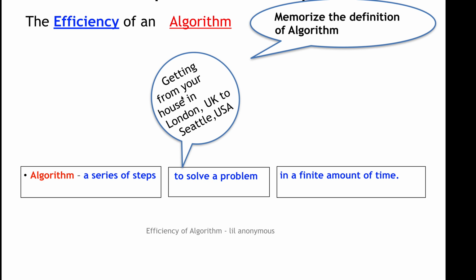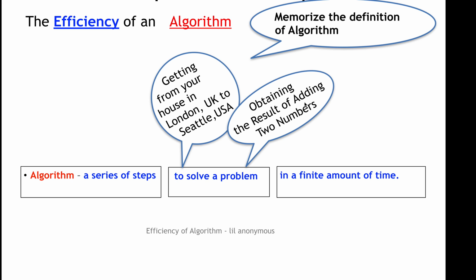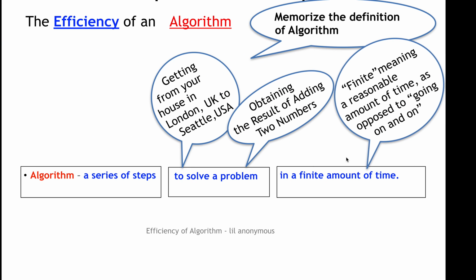A problem could be, how do you get from your house in London, UK, to Seattle, USA? Or it could be something like obtaining the result of adding two numbers. What do we mean by a finite amount of time? Well, finite means you solve the problem in a reasonable amount of time, as opposed to a solution going on and on forever, or for a very long time. The opposite of finite is infinite.